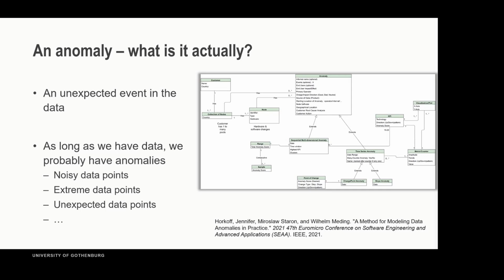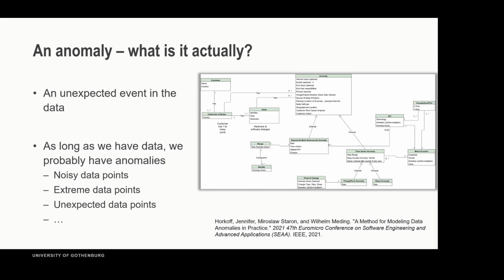And there are, of course, different definitions of anomalies, because as long as we have data, we probably have anomalies that are related to things like noise, things that don't work in the data. We just have noisy environments. We could have extreme data points. We could have, for example, broken sensors of some sort that will give us erroneous readings and extreme values. And we have, of course, unexpected data points, things that should not happen in the data, but actually do. We are interested in all kinds of anomalies, not only whether something is an anomaly, but also what kind of anomaly it is.